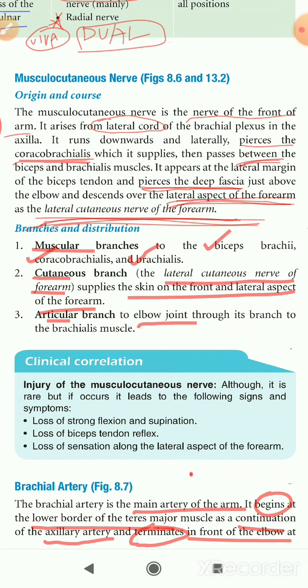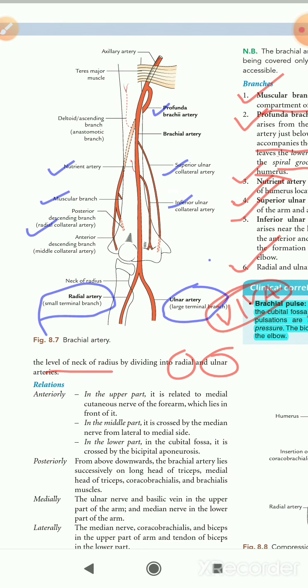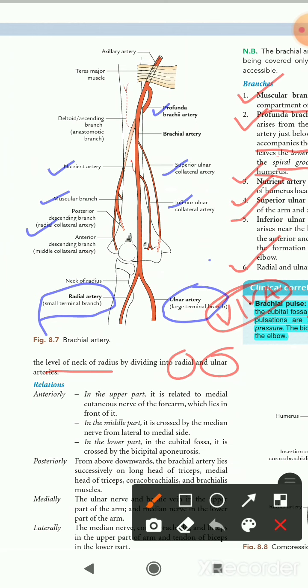Then this subclavian artery continues as the axillary artery. Then the axillary artery continues as the brachial artery, and this brachial artery starts at the lower border of the teres major, as a continuation of the axillary artery, and it terminates in front of the elbow at the level of the neck of the radius, and then divides into the radial and ulnar arteries. That means the brachial artery at the level of the neck of the radius divides into two arteries. One is the radial artery and another one is the ulnar artery.